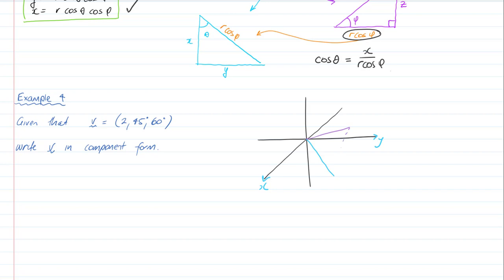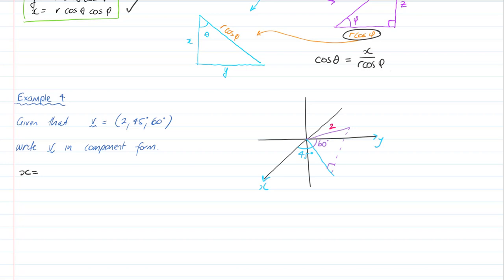So if I drop this down here, that's a right angle. This is 60 degrees. And this is, in light blue, 45 degrees, and it's got a length of 2. So you can see that this is defining one specific vector. And we can work out what it is in component form by just doing this. So we'll start with X. Let's go in a natural order.